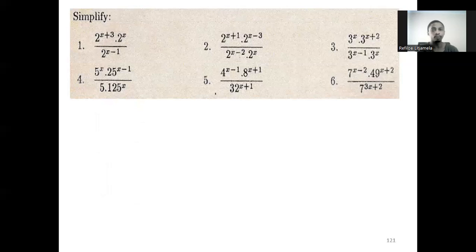Okay, moving right along, let's try this one here. I'm not going to give you 5 minutes, that was too long. For this one, I will give you only 2 minutes.